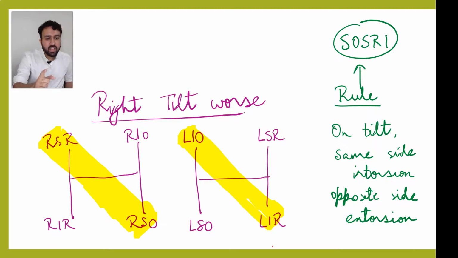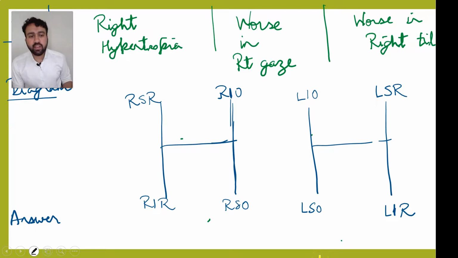Or in the left eye, you have the extorters, which are paralytic, which are underacting, which is why on the right tilt it is getting affected. I hope so far it's been clear. Even if it's not perfectly clear, we'll take a few examples, and with the examples you'll be able to understand a lot better.